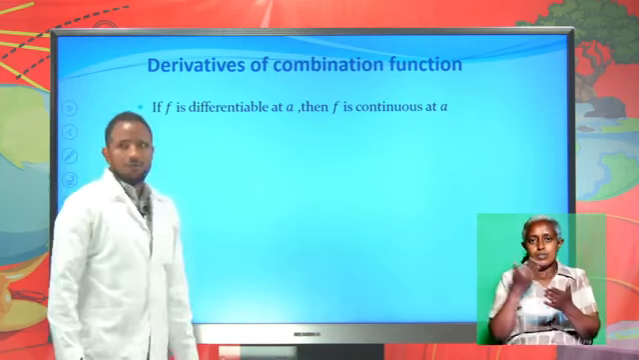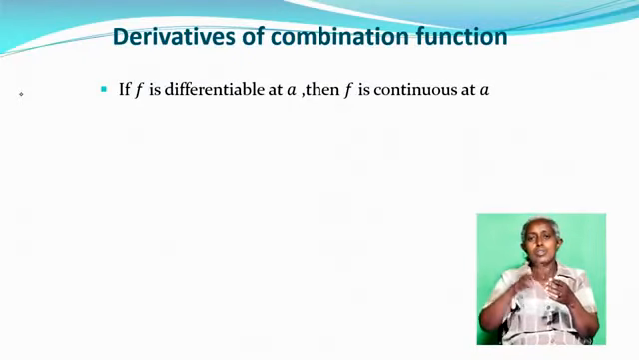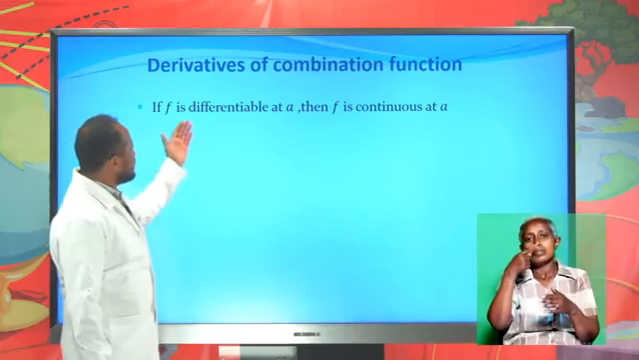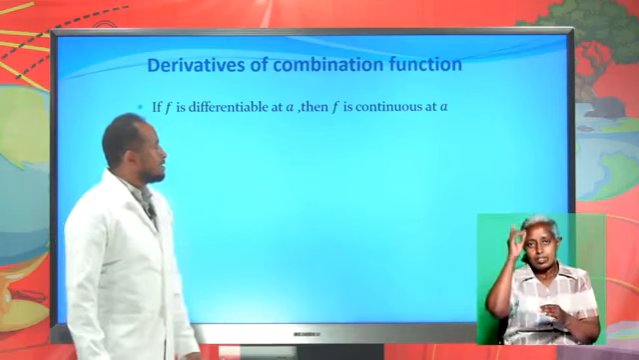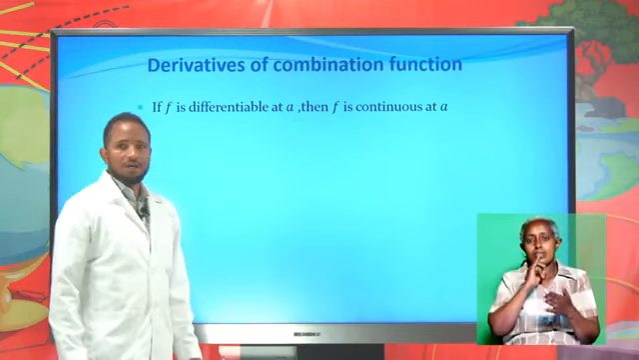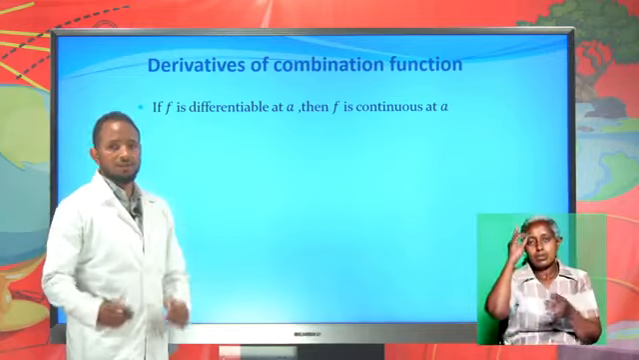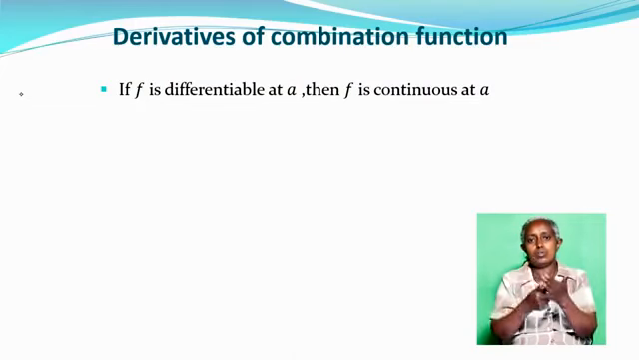Before directly going to deriving combination functions, first let's see one theorem. A theorem says if f is differentiable at a, then f is continuous at a, which means that differentiability implies continuity. Let's prove this theorem.